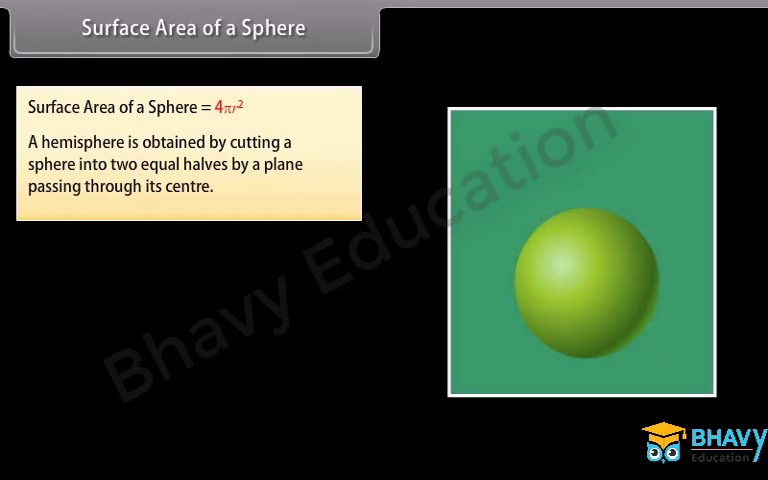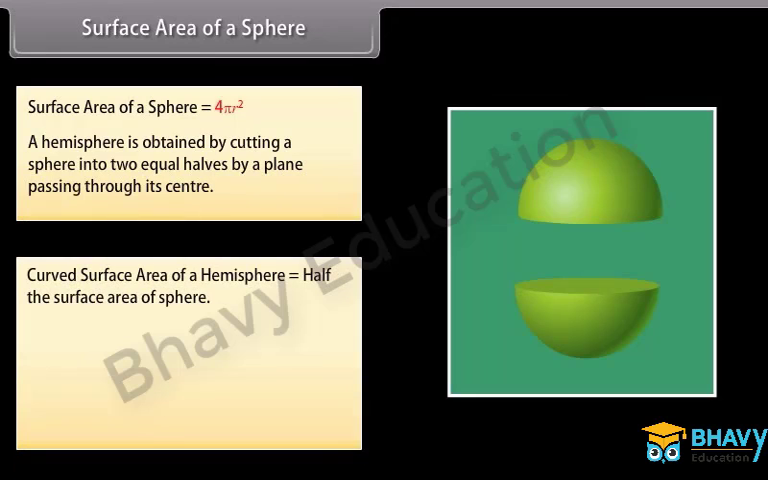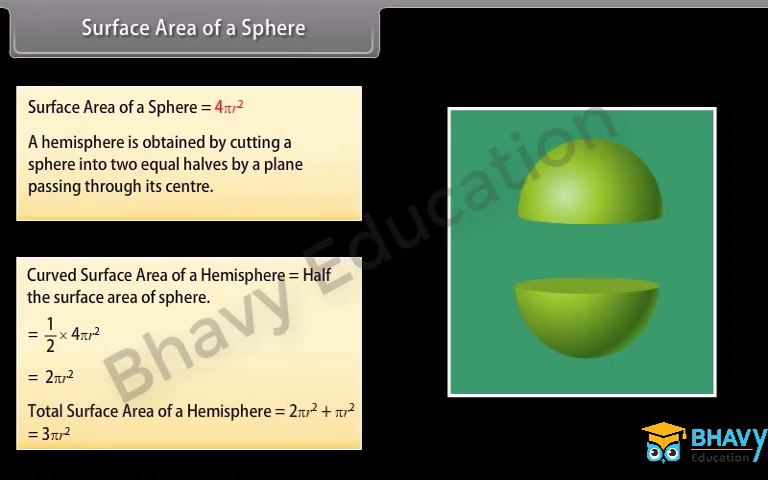A hemisphere is obtained by cutting a sphere into two equal halves by a plane passing through its center. Curved surface area of a hemisphere is equal to half the surface area of sphere. That is equal to 2 pi r square. Total surface area of a hemisphere is equal to 3 pi r square.